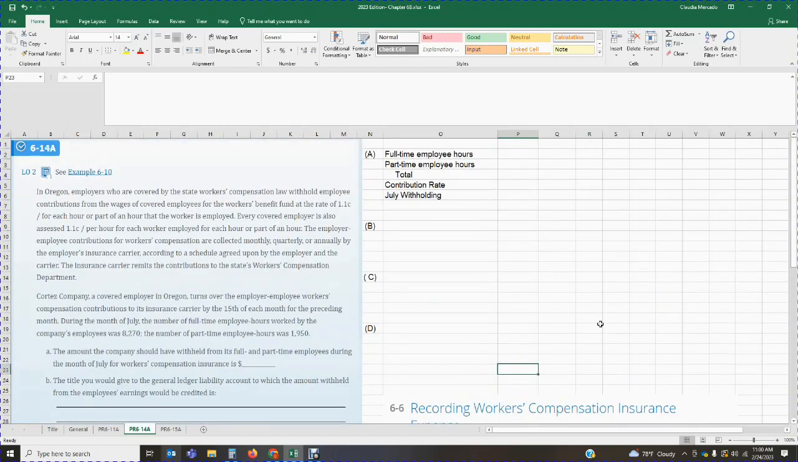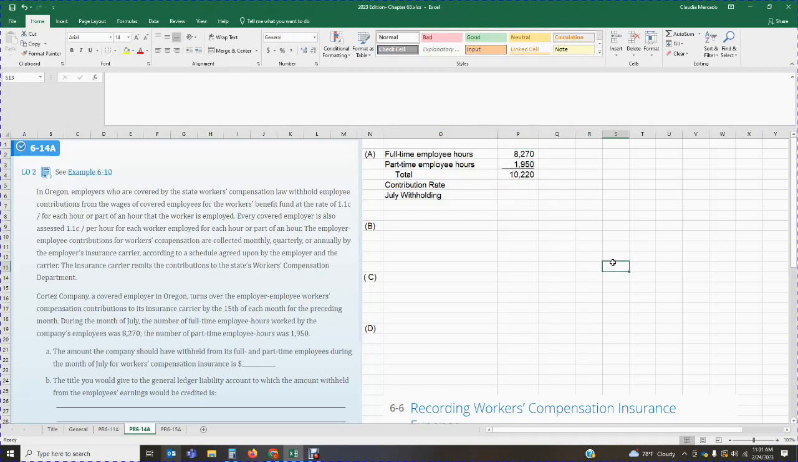So, let's work on requirement A. In requirement A, they're asking us the amount the company should withhold from its full and part-time employees during the month of July for workers' comp insurance. So we need to do a calculation. The first thing we're going to do is get the full-time employee hours that were provided. According to the problem, our full-time employees worked a total of 8,270 hours. My part-time employees worked a total of 1,950 hours. If we get the total of the two, we add the 8,270 plus the 1,950. That will give me a total of 10,220 hours.